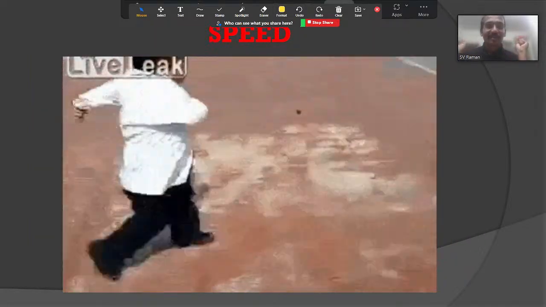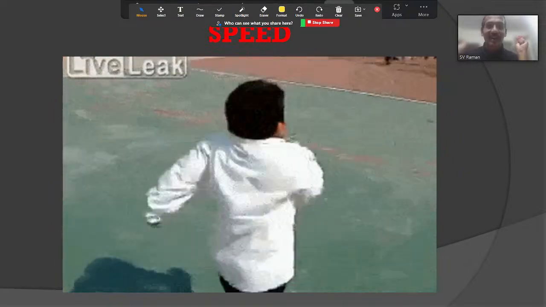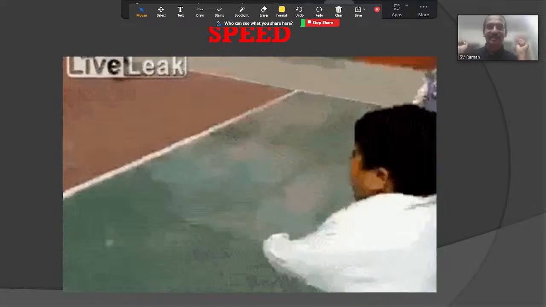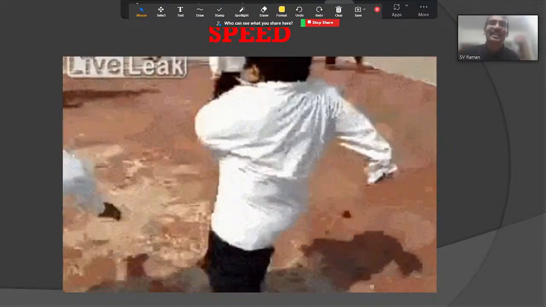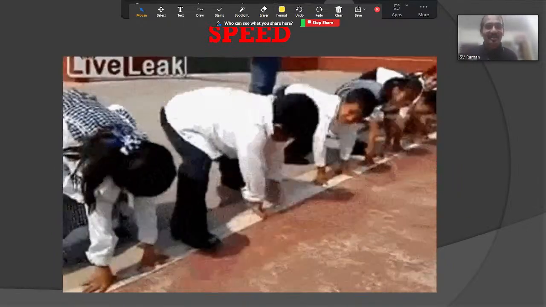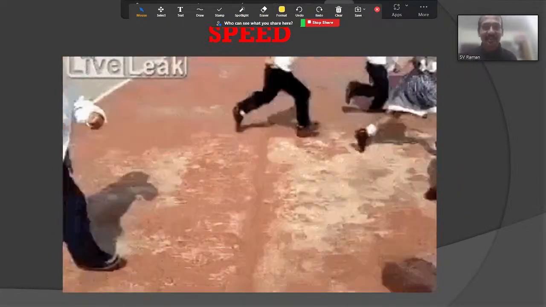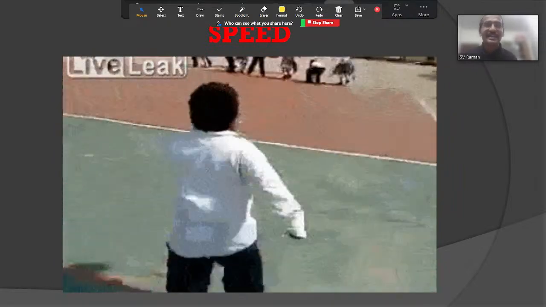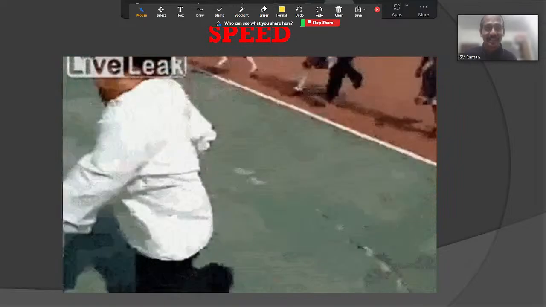Wow! Who is going very fast? Very fantastic. Who is going very fast? Very funny, right? You can see that. Who is the winner? How to calculate the speed? Very easy concept to understand the speed.